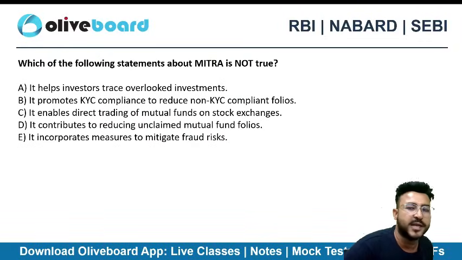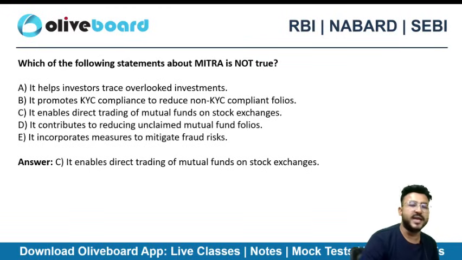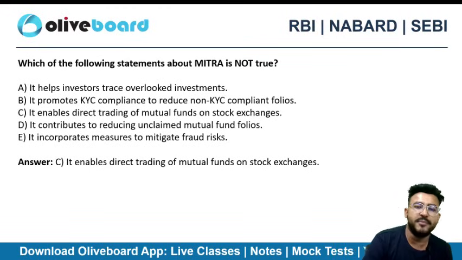Which of the following related to the Mitra platform is not true? Which of the following is incorrect here? A very simple one. Option C, it enables direct trading. No, it never enables direct trading. It's all about claiming the unclaimed. It's all about tracing the untraced, right?